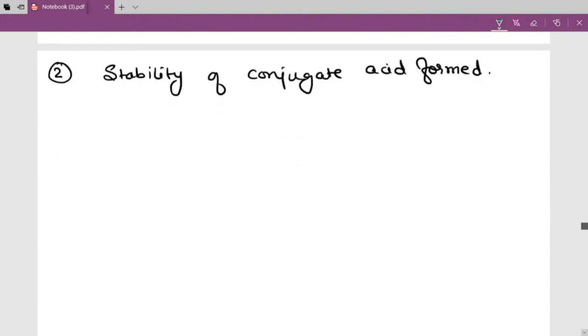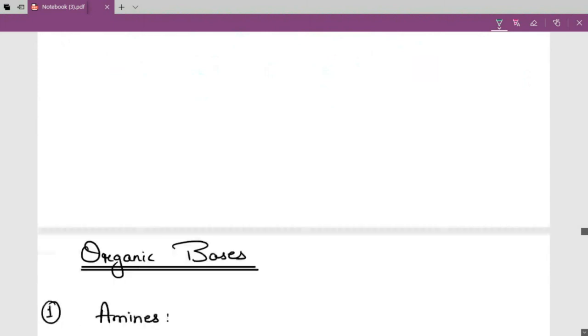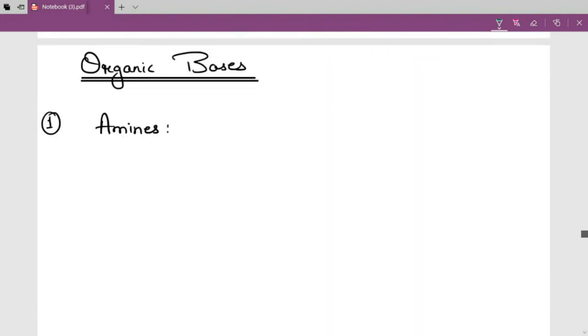Factor number two is stability of the conjugate acid. This time our conjugate acid is positively charged. So, electron releasing groups will increase the stability of the conjugate acid. As it becomes more stable, the equilibrium will go forward. This part is very much like our basic acidity factors only. Correct? Then let us start with the organic bases.